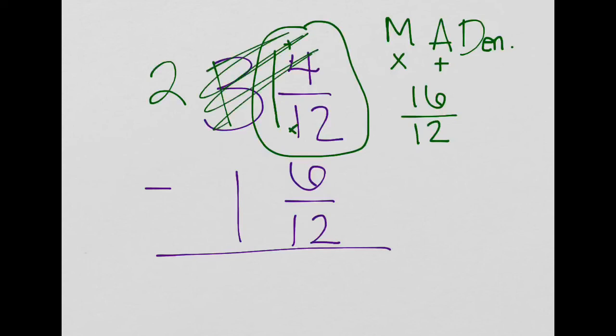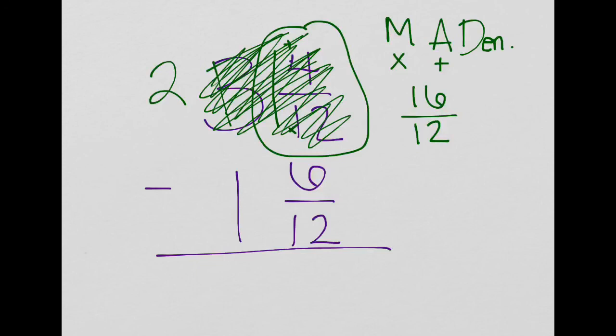Now that we do that, we're completely done with the middle part. We can scratch that out and rewrite our new problem off to the side. Our new problem now is 2 and 16/12 minus 1 and 6/12.